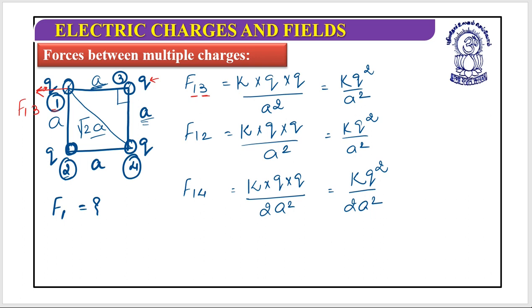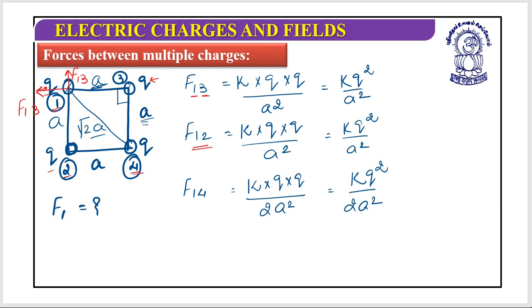Next, F12. This is force on 1 due to 2. Again, this is plus Q and this is plus Q. Both are having the same nature. Again, they will repel each other, so this will move in this direction. This is force on 1 due to second.